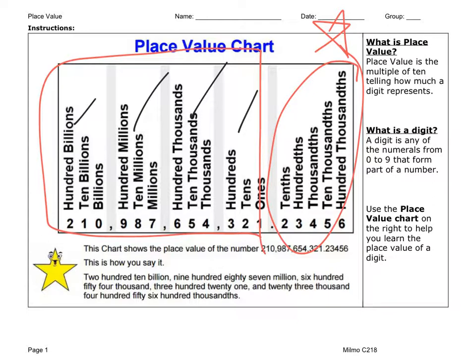Now, you're going to go ahead and listen to my recording. I usually refer to what's called a digit, okay? A digit is any of the numerals from 0 to 9 that form part of the number, okay? So if you look just at the 210 over here, 1 is a digit in 210. Do you see that? Okay. Now, we're going to use the place value chart on the right to help you learn the place value of particular digits and also of the number as a whole.